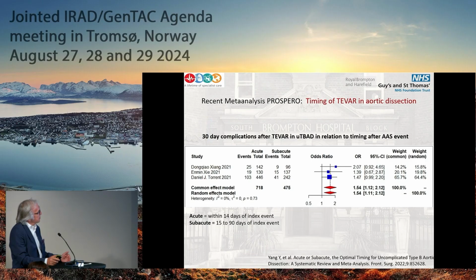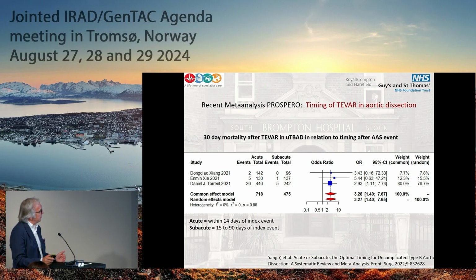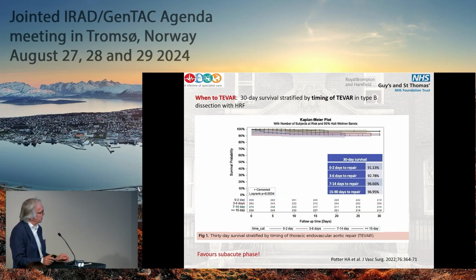This is a meta-analysis called PROSPERO, based on all the published evidence so far, and it shows on this forest plot a trend towards a benefit in terms of less complication 30 days after TEVAR in uncomplicated type B dissection in relation to the timing. And again, the timing beyond 14 days has less complication as compared to the early phase. In terms of 30-day mortality, the same analysis here quotes, again, an edge for patients treated in the subacute phase as compared to the acute phase in patients termed uncomplicated type B dissection.